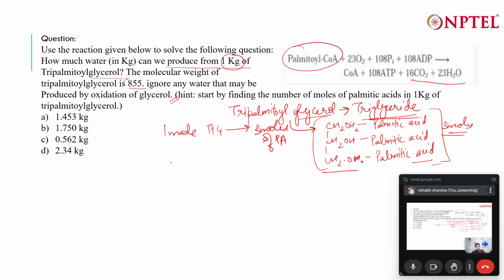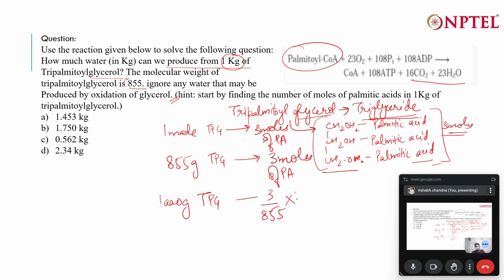So the 855 grams of TPG, that is the molecular weight of TPG, will be equal to 3 moles of palmitic acid. And if we talk about 1000 grams, that means 1 kg of TPG, that will contain these many moles of palmitic acid. Now, when these many moles of palmitic acid go for oxidation, that will produce water.